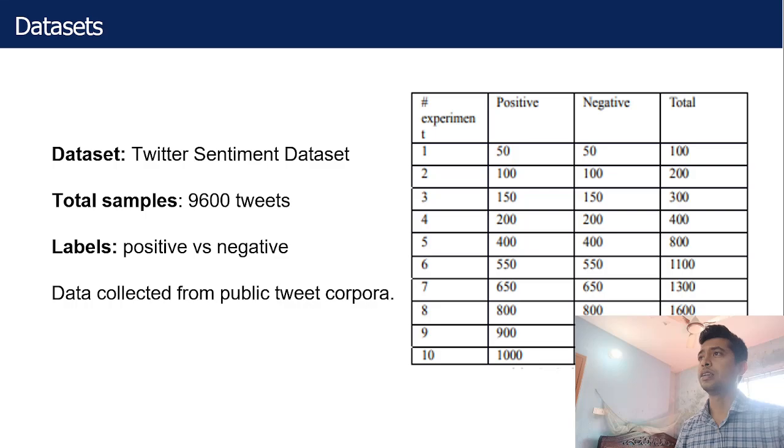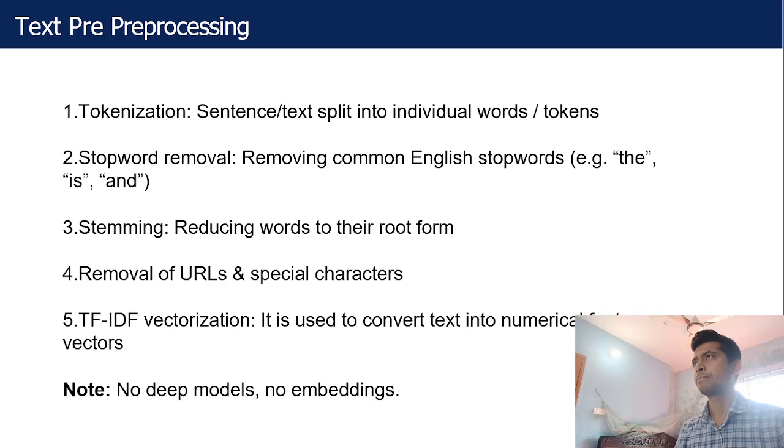For the dataset, they collected tweets from Twitter. They collected over 9,000 tweets and labeled them as positive and negative. So this is how they pre-processed the data. They first used tokenization, stop word removal, stemming, removal of URLs and special characters, and TF-IDF. It's a method to convert text into numerical feature vectors.